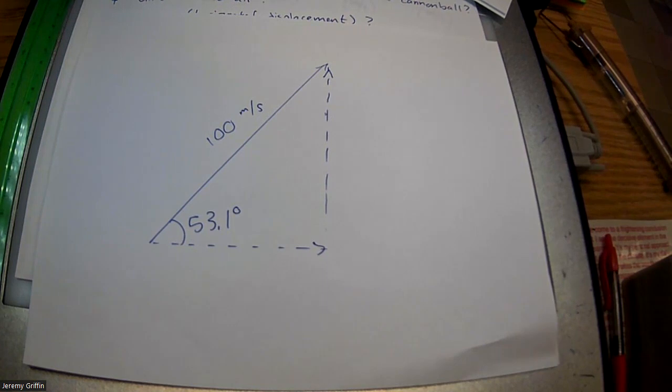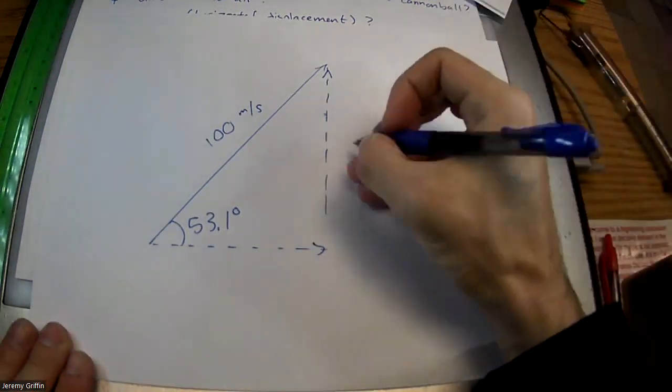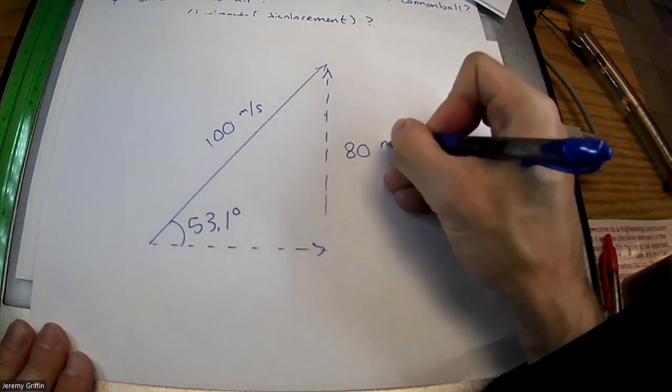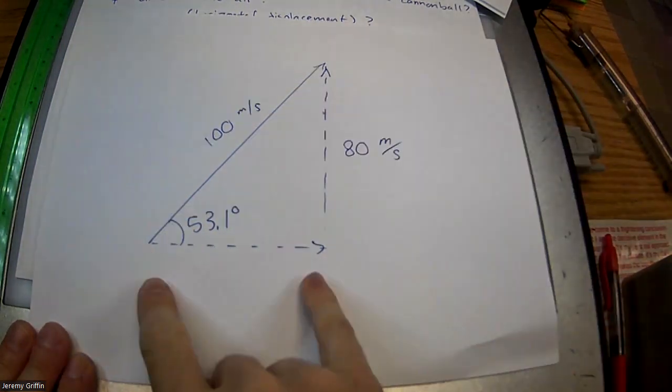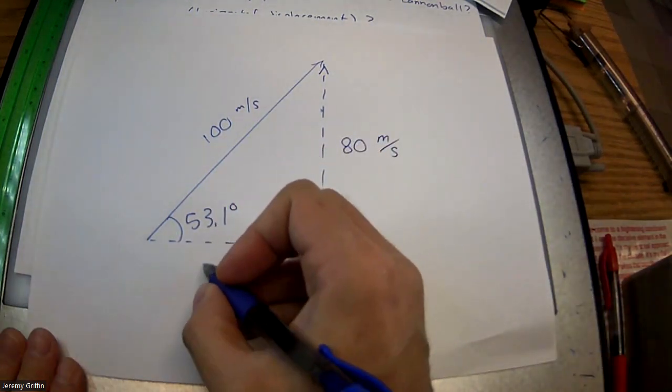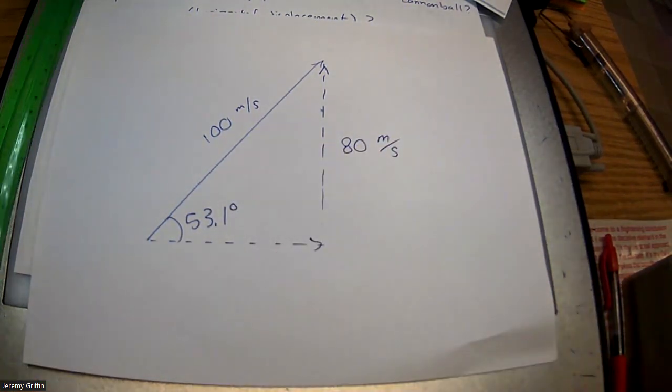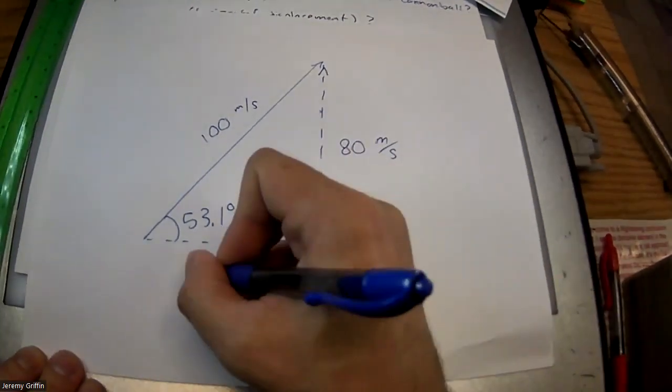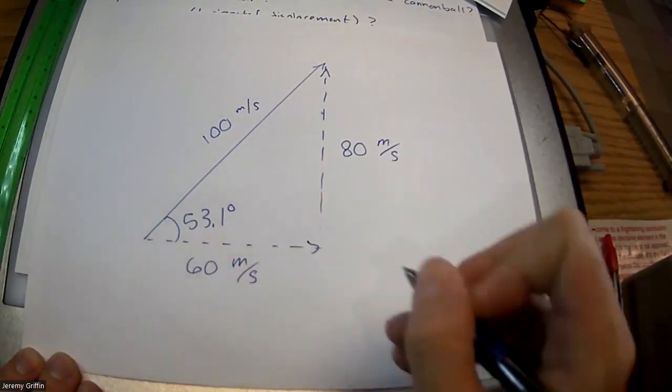Who figured it out? Yeah. Vertically, you got 79.97 meters per second. You got it. And then horizontally is not there yet. All right, yeah, Brady got it: 60 meters per second. All right, there we go.